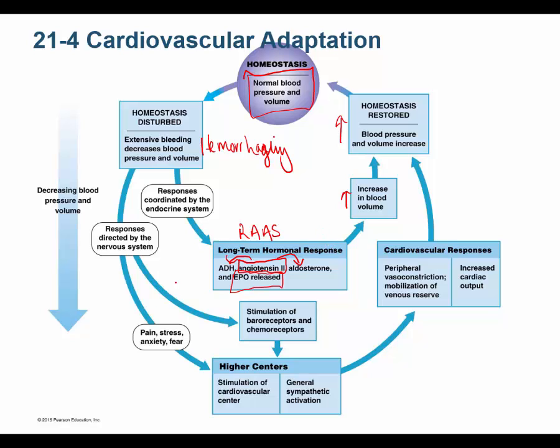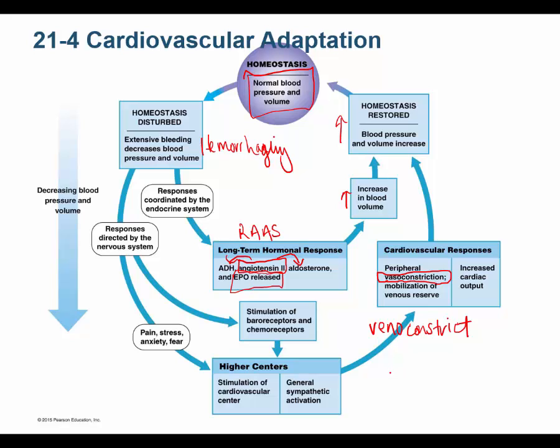Okay, let's do the other part. What does the nervous system do for us? Well, what the nervous system does for us is it will vasoconstrict and raise your blood pressure. Here's the vasoconstriction right here. Another thing it'll do is venoconstrict, and it is vasoconstriction, but it's really specific. Venoconstriction is vein constriction.